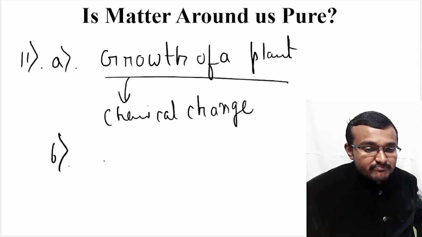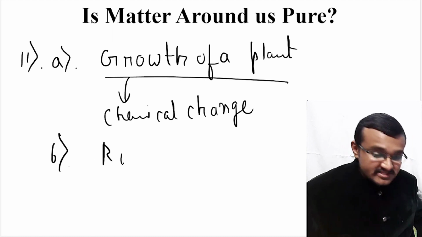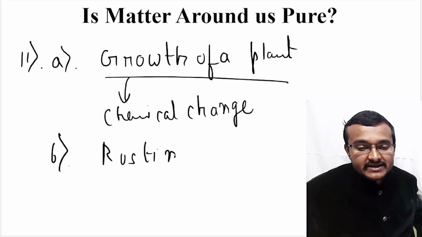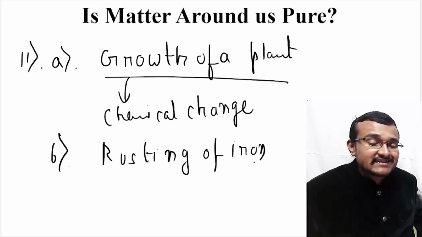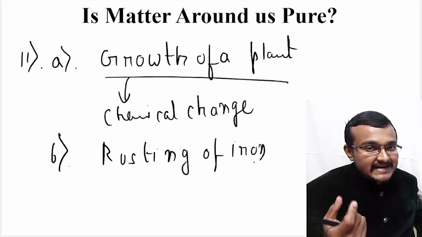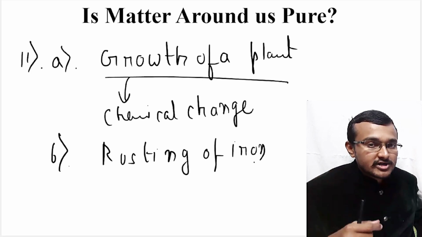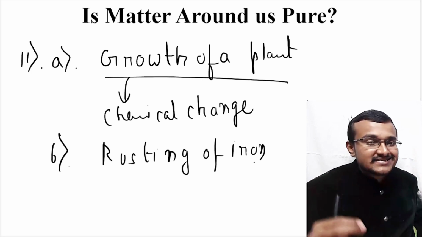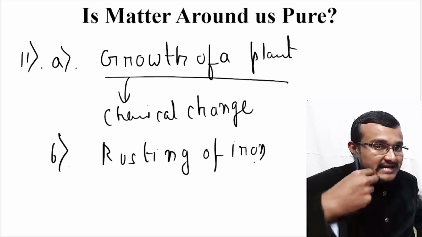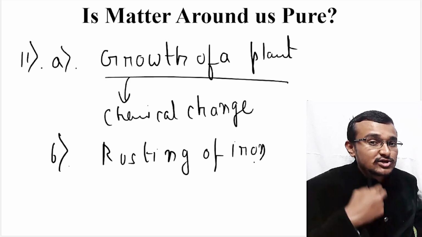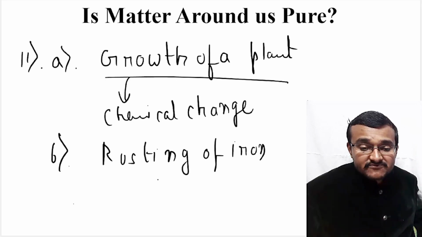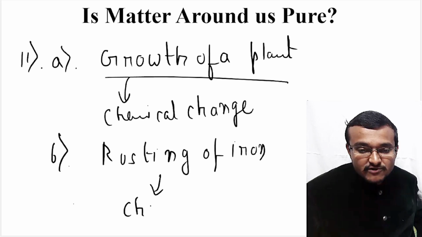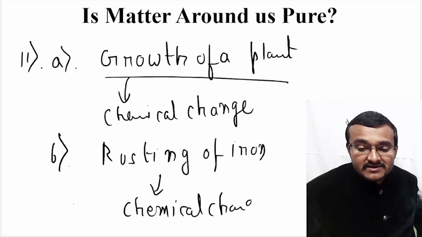So coming to the B part of this 11th question, there they have asked rusting of iron. Even in rusting of iron, actually iron is reacting with the oxygen present in the atmosphere or in the water molecules. So that's why rusting of iron is also an example for chemical change where iron is converting into iron oxides. So the answer for this B question is that rusting of iron is also an example for chemical change.